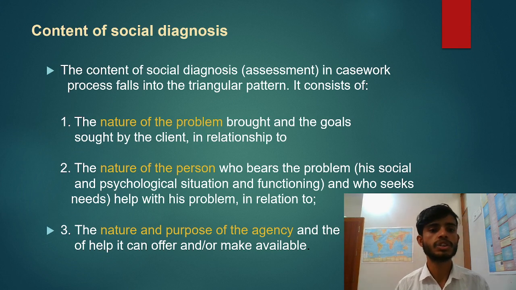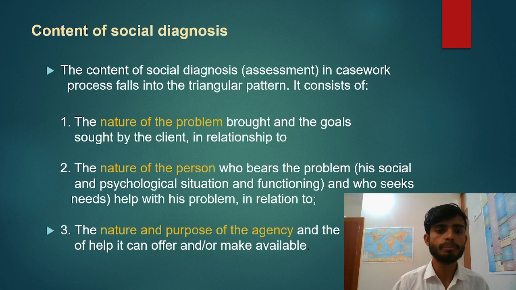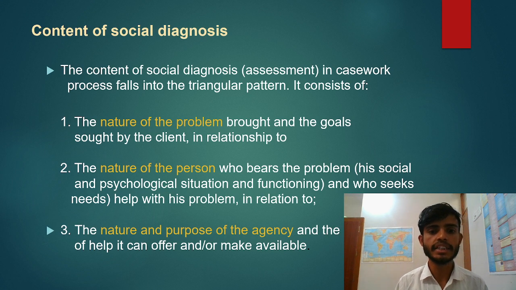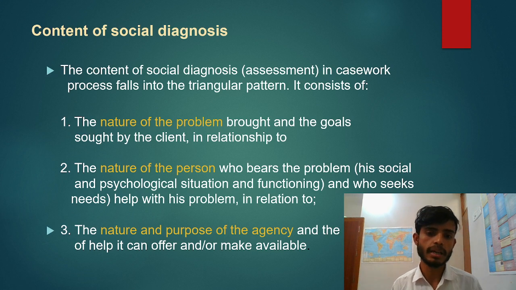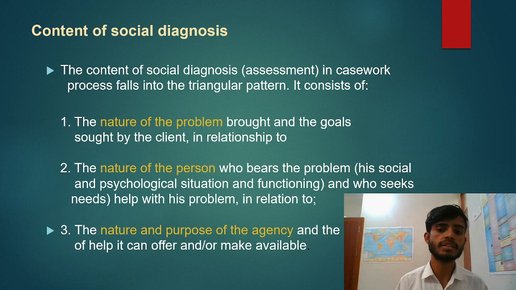The second is the nature of the person who bears the problem, his social and psychological situation and functioning, who seeks help with his problem. Here we have to understand how the person behaves, his attitudes, feelings, everything. The third content is the nature and purpose of the agency. Here we have to understand whether the agency the client has come to is able to provide the services, whether the services are available to him or not. We also have to understand the goal of the agency.